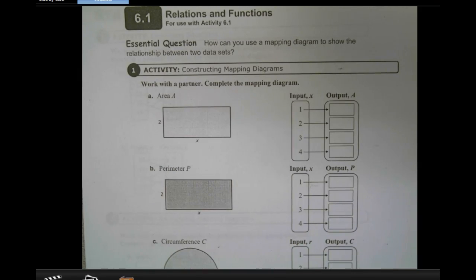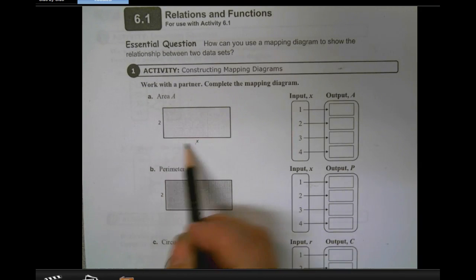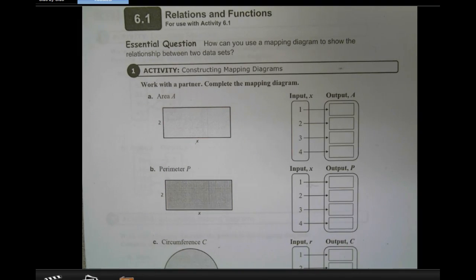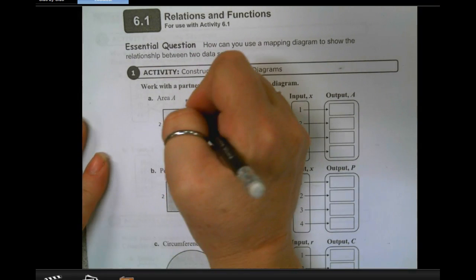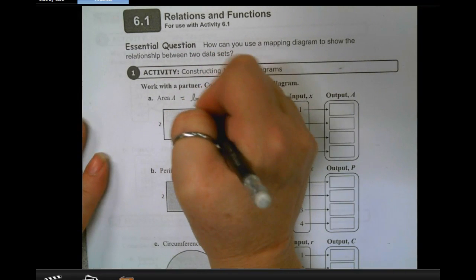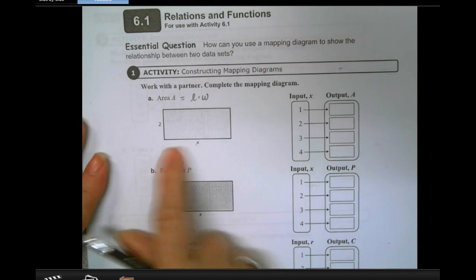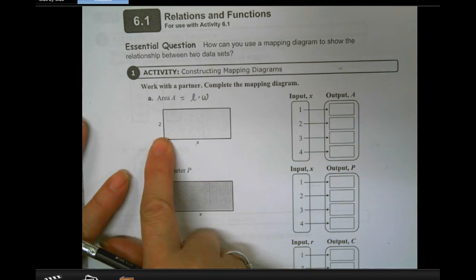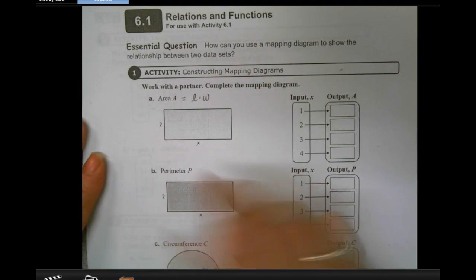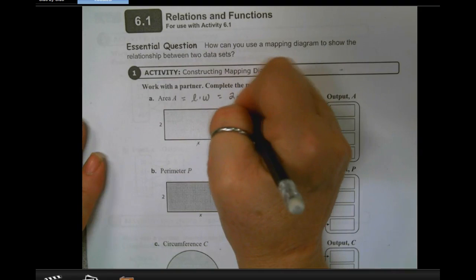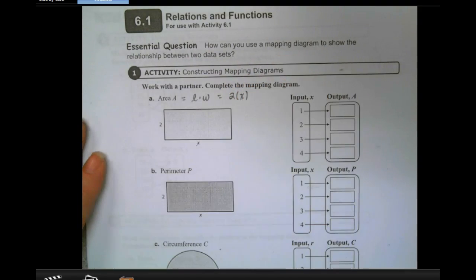Okay, so we'll review. How do you find the area of a rectangle? Area of a rectangle, how do I find it? What do I need to do, Kevin? Base times height or length times width. Okay, so we're going to say the area is the length times the width. So we have the length of 2 and x. Okay, so to find this, I would have to multiply 2 times x. Right?